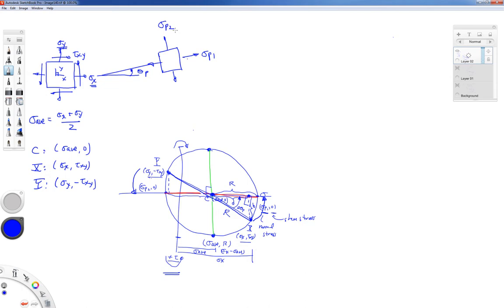One of the things that the equations by themselves have a hard time sorting out, unless you're good at them, is which one is sigma p1 and which one is sigma p2. The Mohr Circle will tell that to you. It will give you that information.